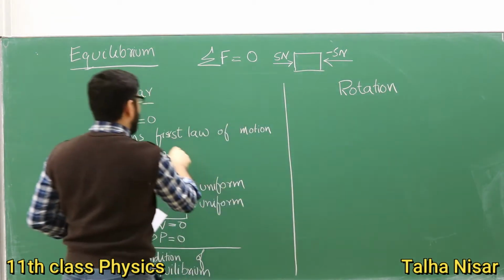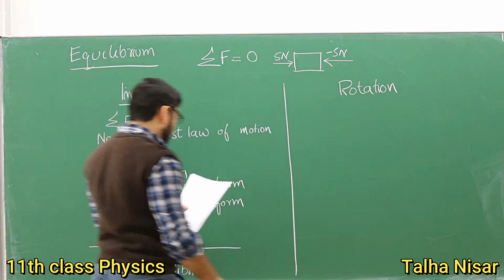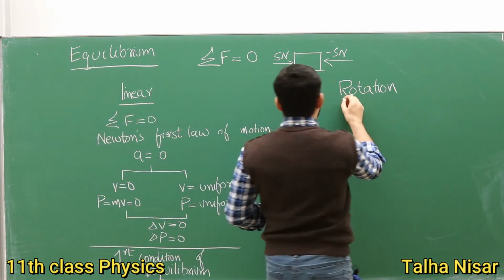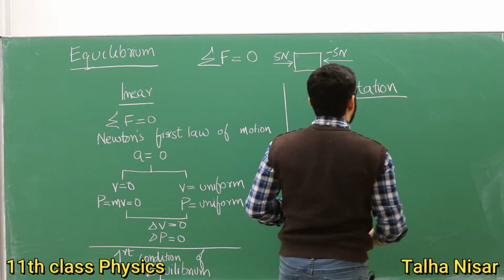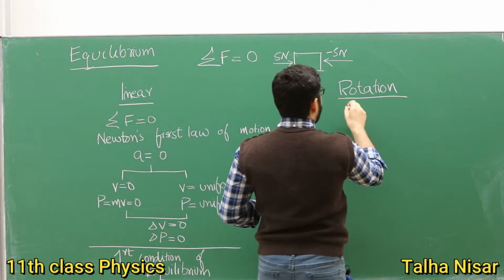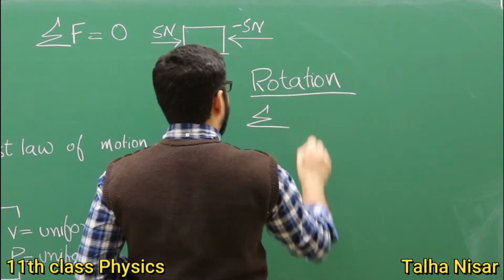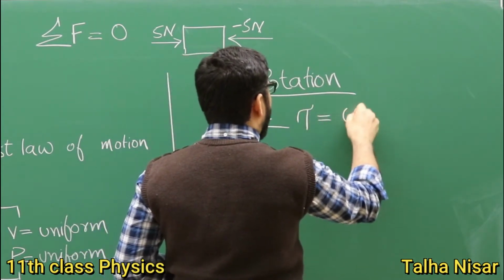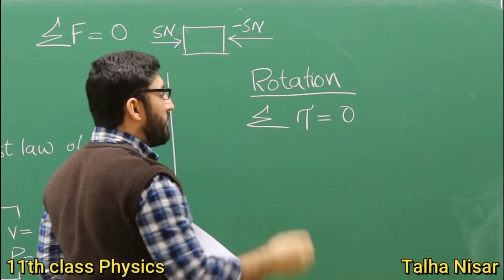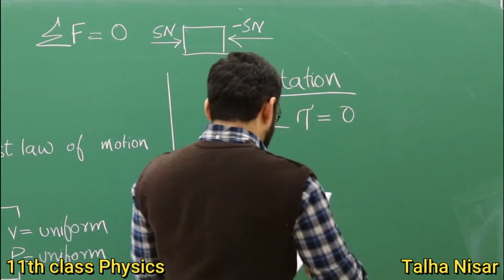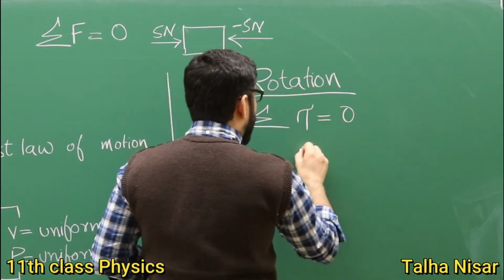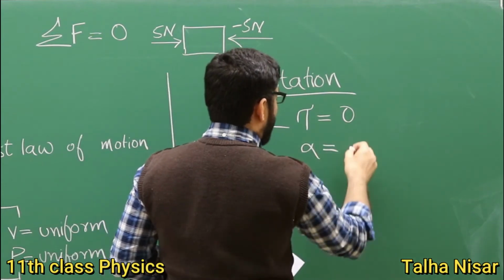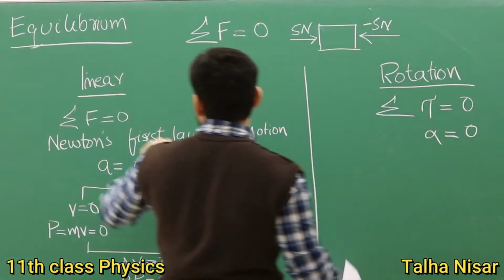So this is the first condition of the equilibrium, and now we talk about the rotational case. This is the second condition, which means the net torque, the sum of all the torques, is 0. That means that the angular acceleration is also 0. So we have a similar case.